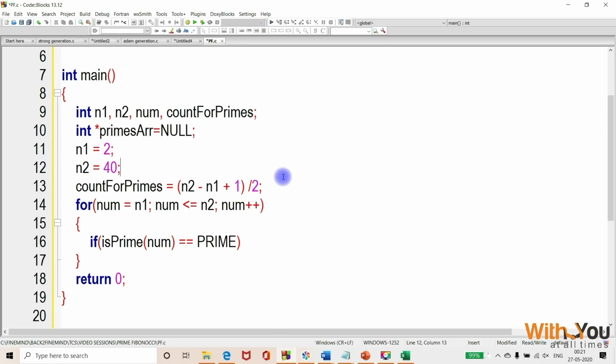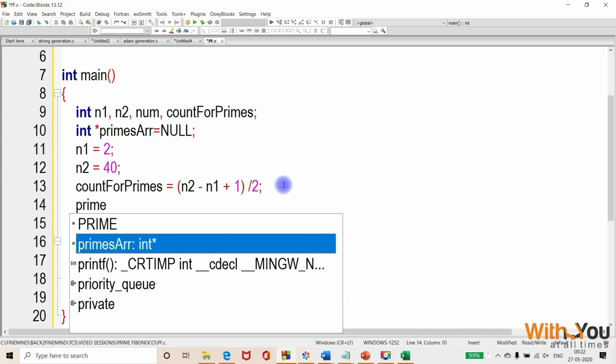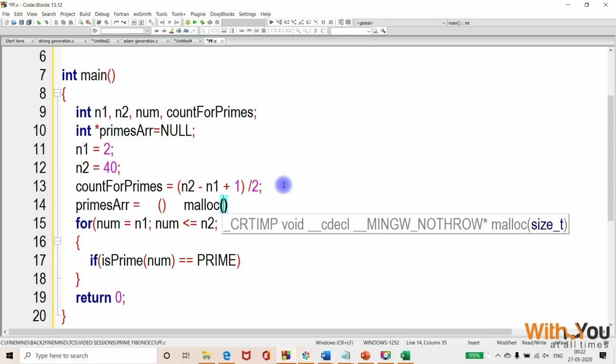So now what do we do? Once I know the count for primes, I can start. First thing, remember, we need to get memory. That is the most important thing. Do not bother, I will support you. At the end of this video, I will give a small piece of video that will explain in little more detail, and that video is going to be available on YouTube. You can watch it any number of times. Cool. So how do we do it? primesARR is going to be allocated space right now. Who will do it? malloc would do.